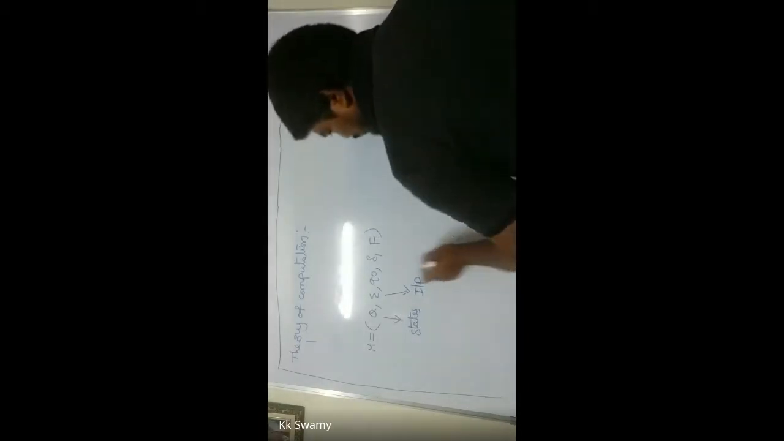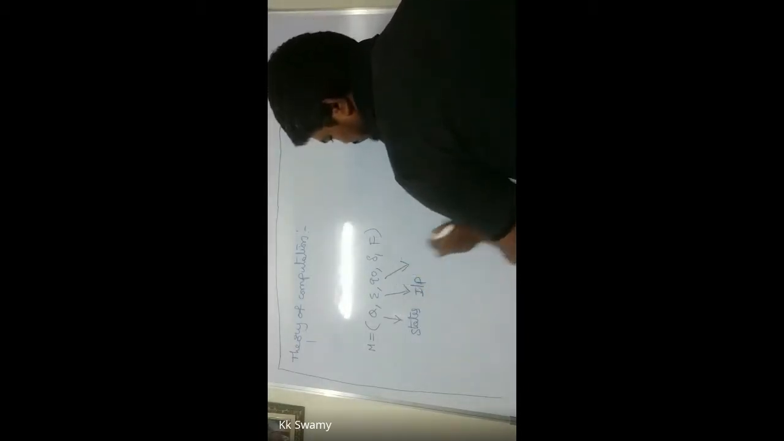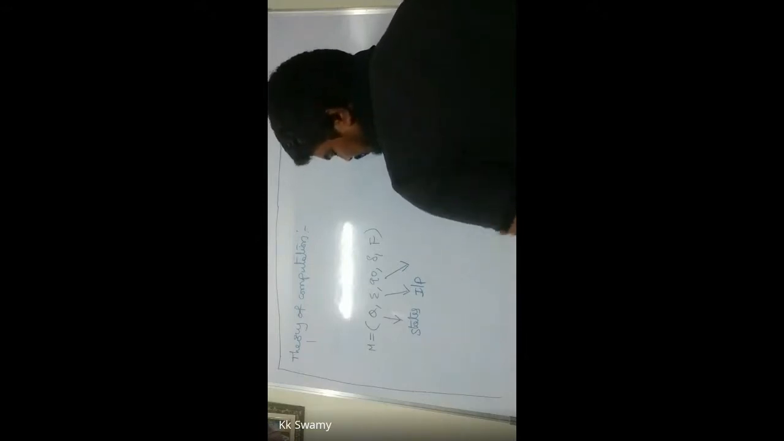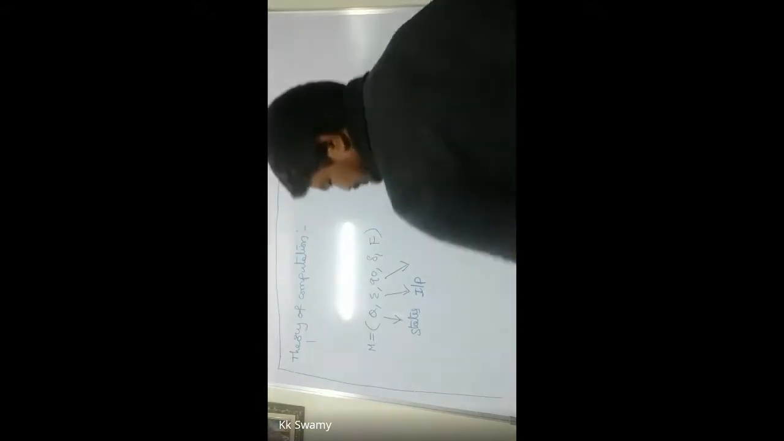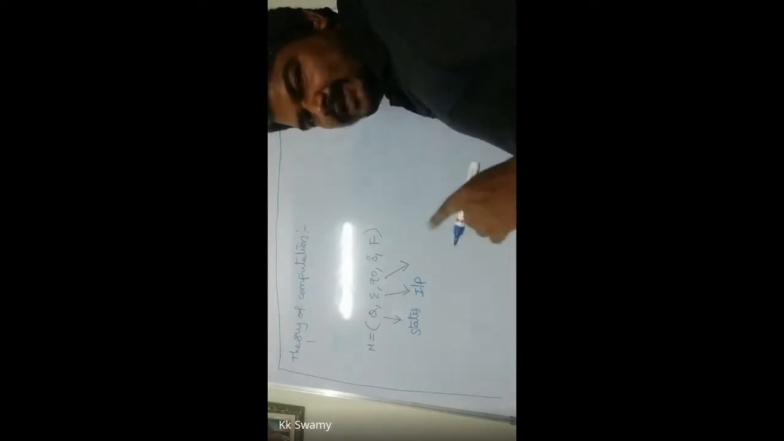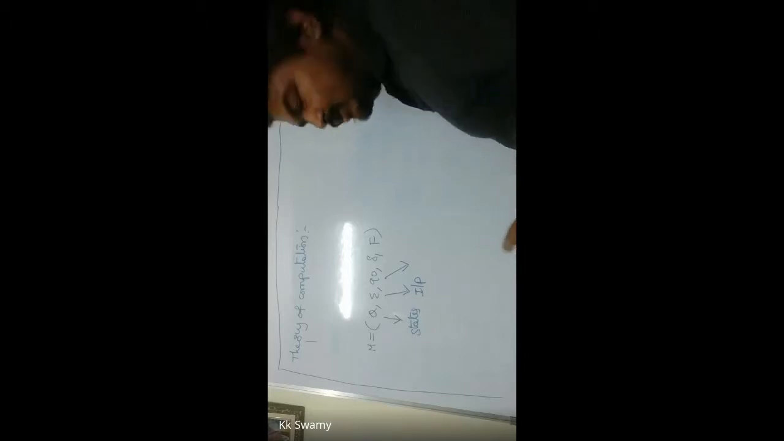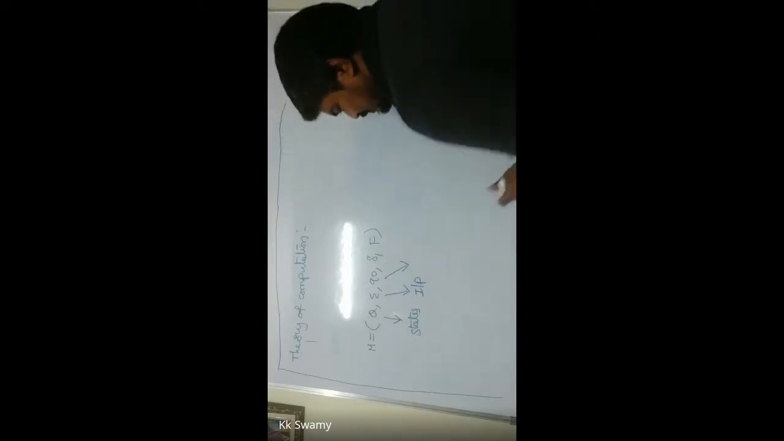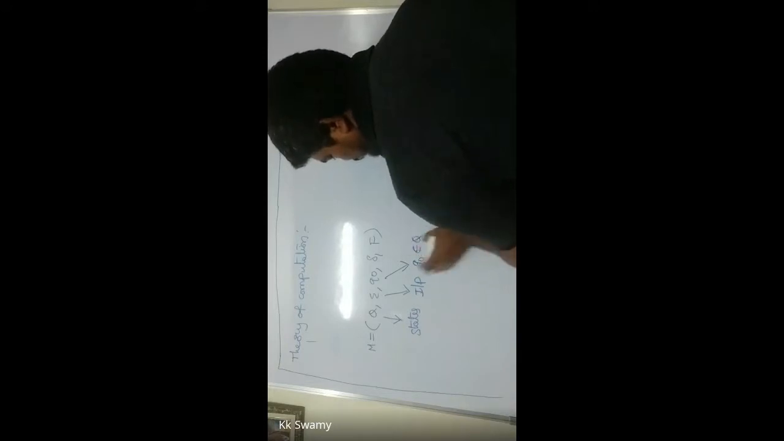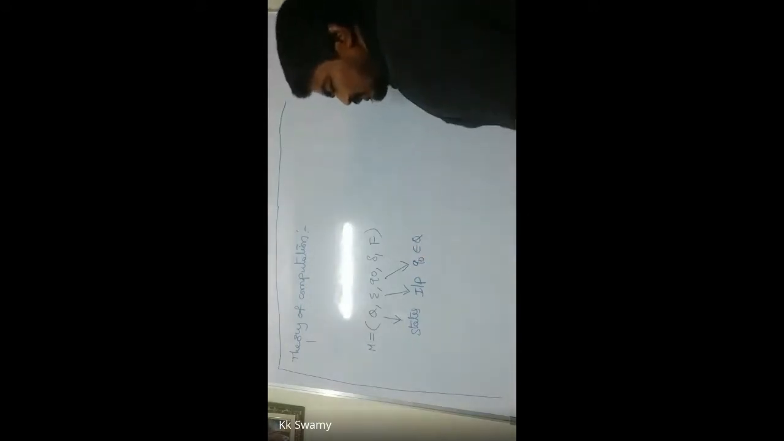Next, Q naught is the initial state. How many initial states will be there in every machine? Exactly only one initial state. That means processing always starts from that particular state only. That's why Q naught is the initial state, and Q naught belongs to capital Q. That means it is also one of the states from the capital Q.